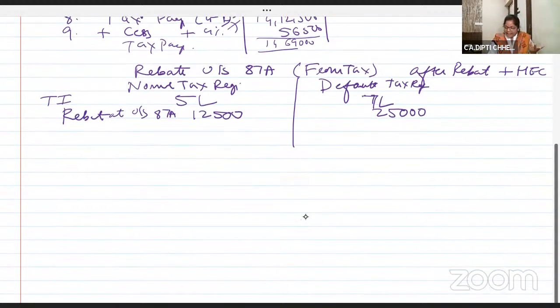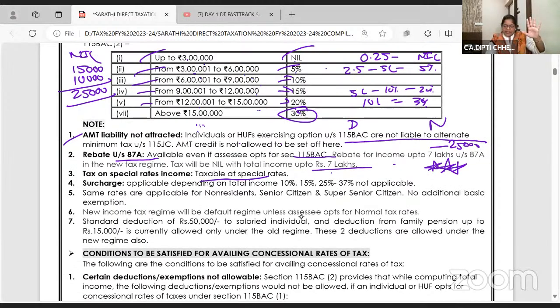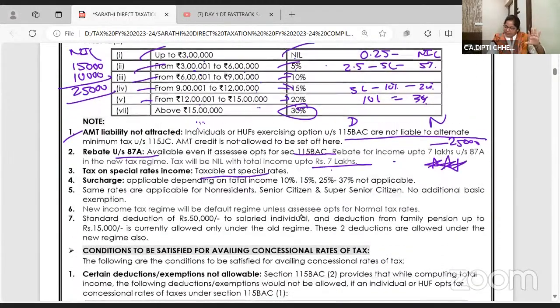Okay. Rebate likh liya sabne? Aa jao वापस. Come back. So in the default tax regime, up to 7 lakhs, the rebate will be given. Okay. And the rebate will be given up to 25,000. Done? Chalo. Now, special income, special rates are there under 115BAC.